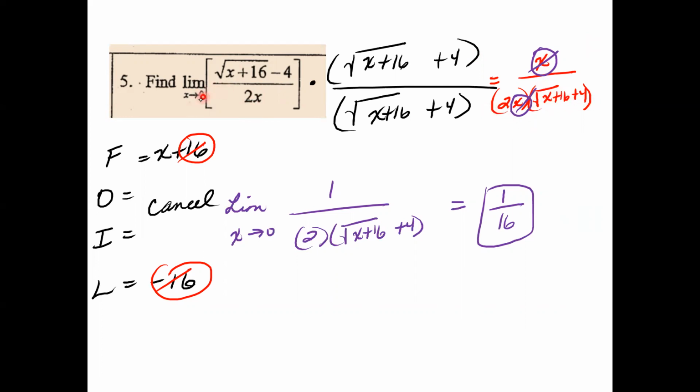Now I can plug in the 0 for the limit. 0 plus 16 is 16. Square root of 16 is going to be a 4. 4 plus 4 is an 8. 8 times 2 is a 16. So 1 over 16 is your answer.